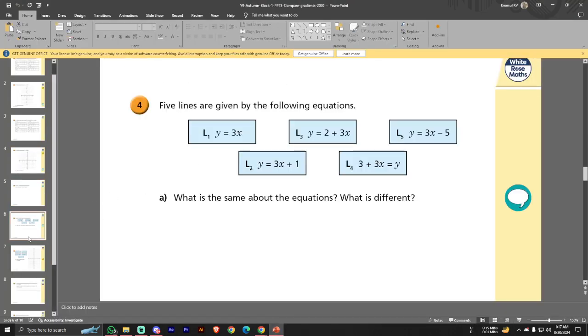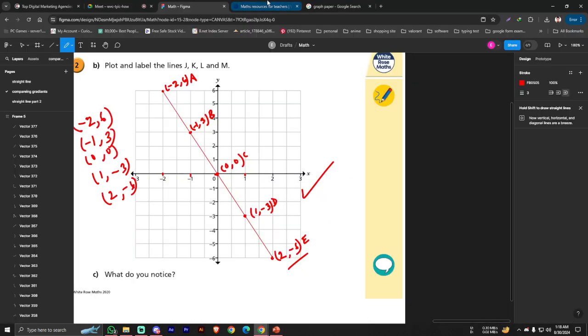Okay, next question. Five lines are given by the following equations: L1, L2, L3, L4, L5. What is the same about the equations, and what is the difference? So what's the same in these five equations? What's the same and what's the difference?